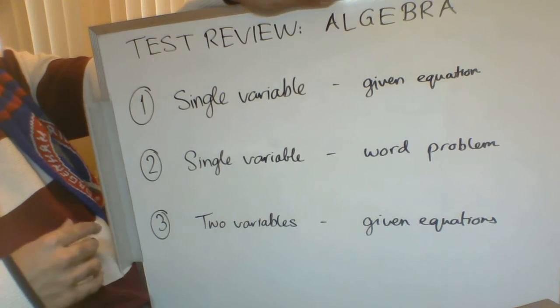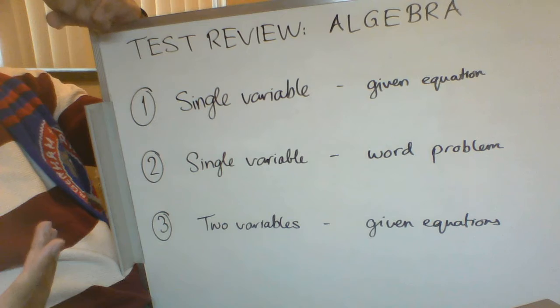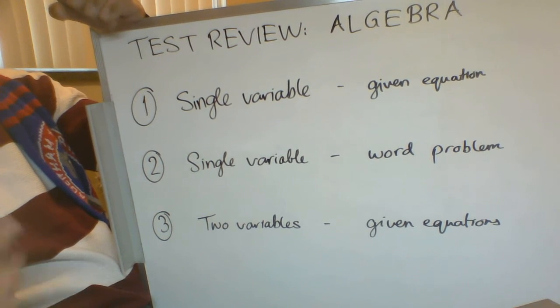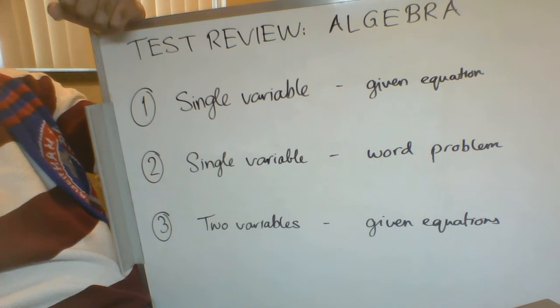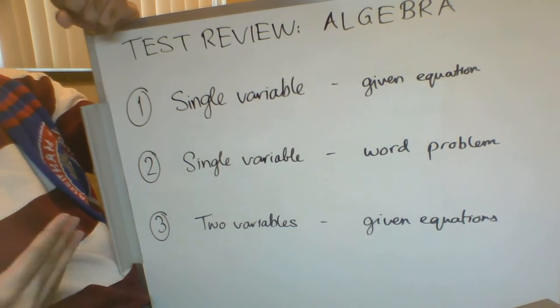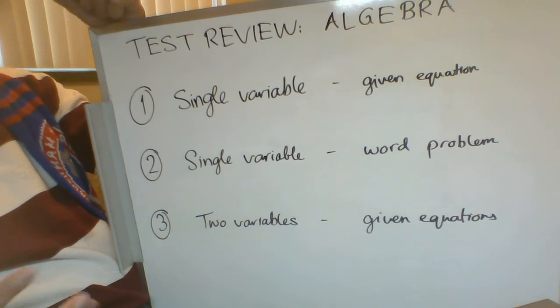But basically the way it's going to work is the first type of question will be like the first one we did in the last video, where I gave you the equation, there's only one variable, so there's only one equation, you just solve for the variable. It's like 3x plus 2 equals 6. Figure out what x is, right?